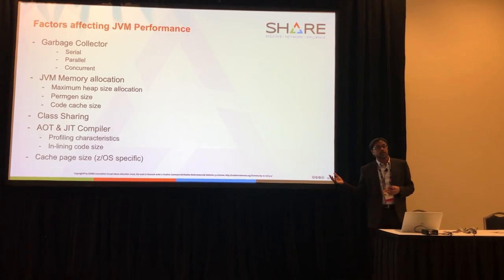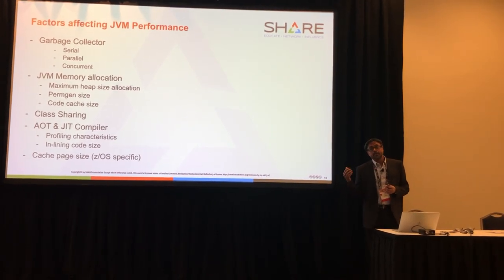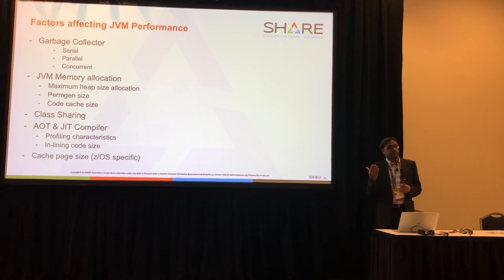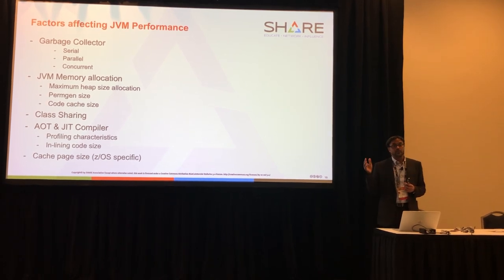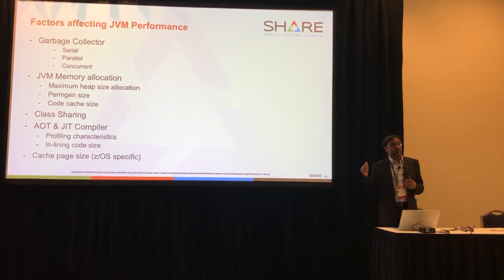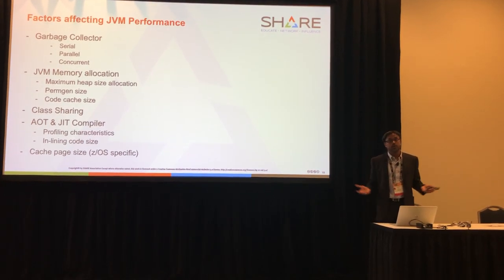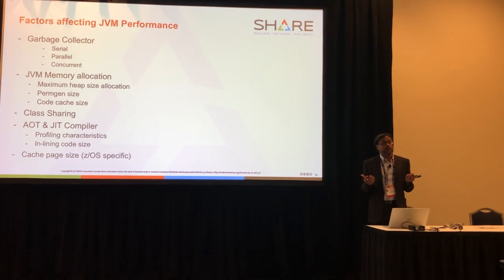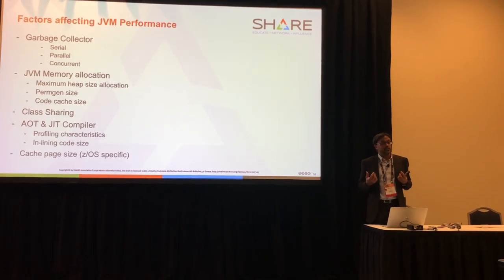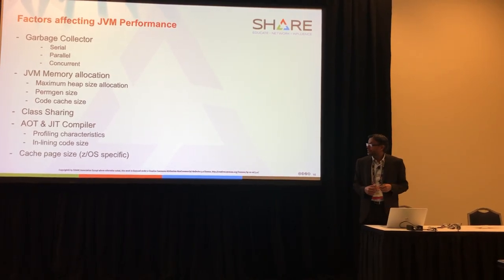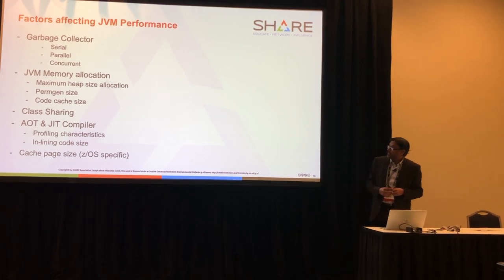Class sharing is important. Why? Because it brings down the JVM startup time. If you have class sharing enabled and you have multiple JVMs, when a JVM comes up, these classes are already shared. It doesn't have to load everything. So your JVM comes up faster if you're running multiple JVMs. And then of course, there are the AOT and the JIT compilers.